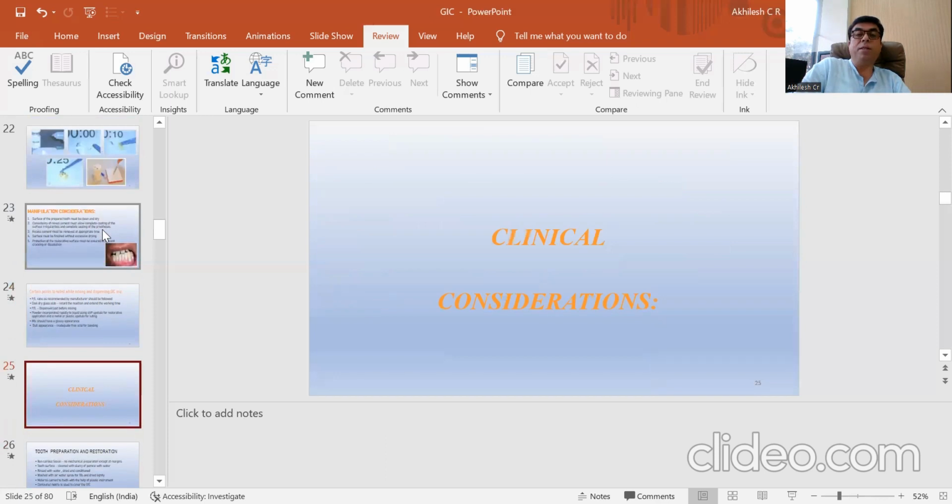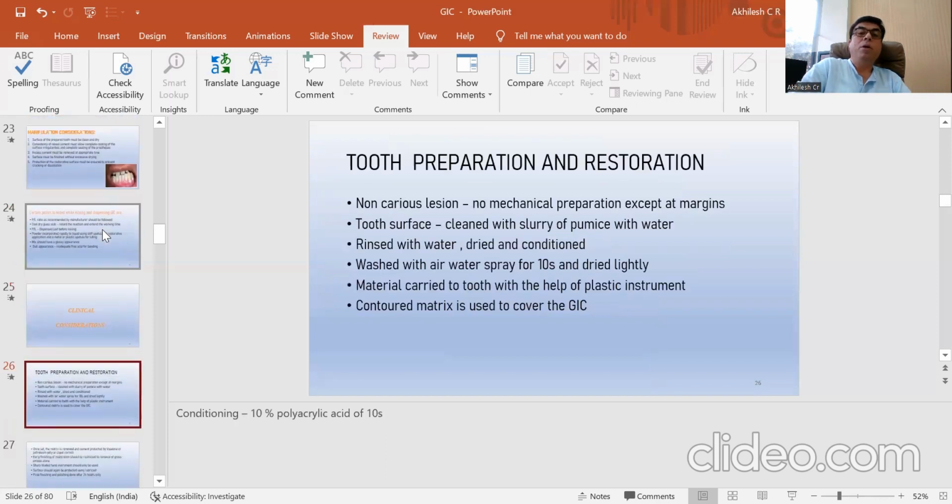What are the clinical considerations? In clinical consideration, we have 6 points. One is non-carious lesion. Number two, non-carious lesion means no mechanical preparation except at margins. Then the second point is the tooth surface should be cleaned with slurry of pumice with water. Number three, rinsed with water, dried and conditioned.